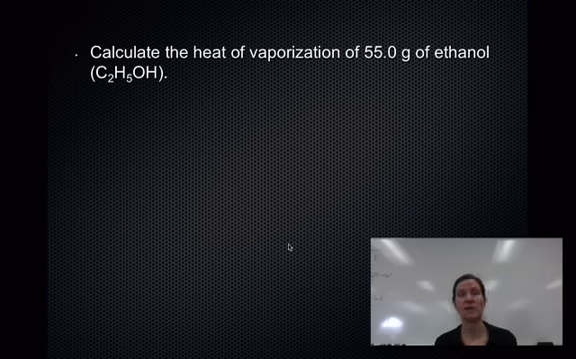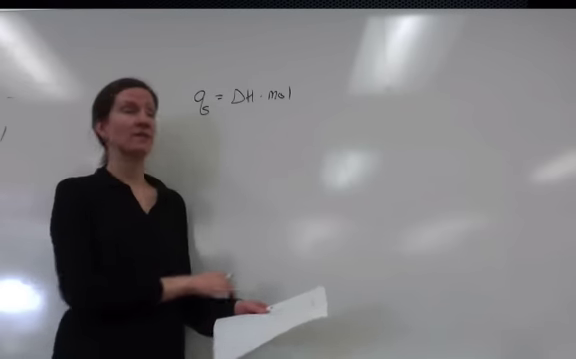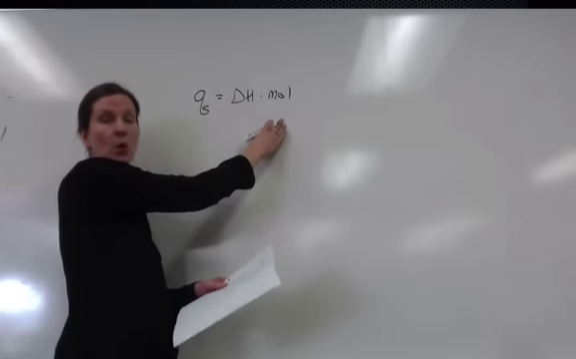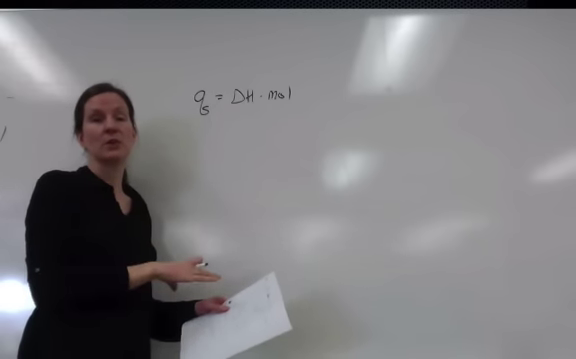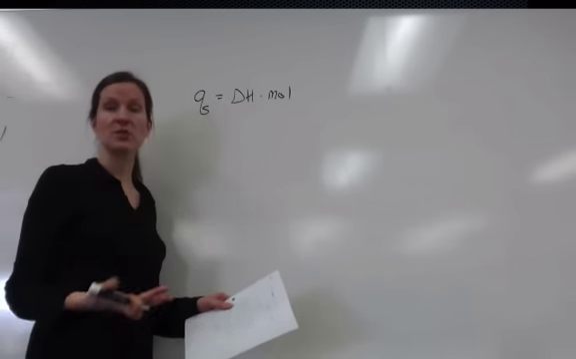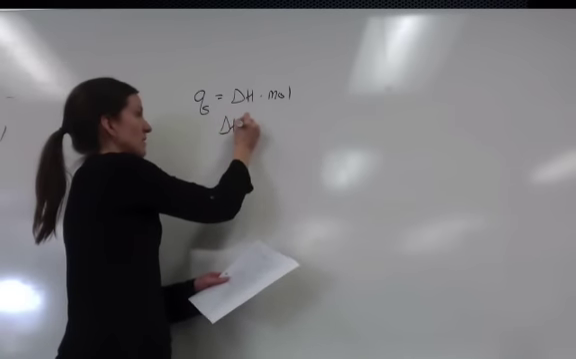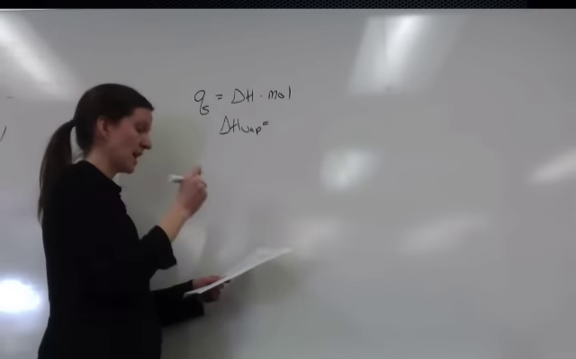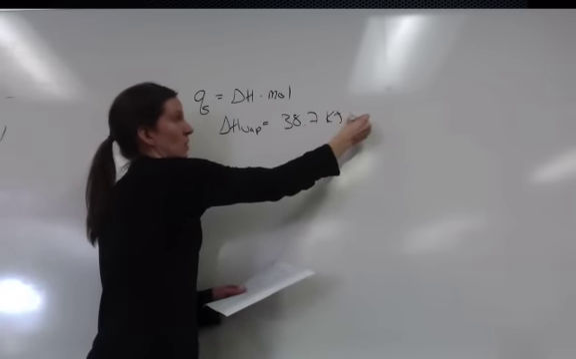So here's your first one. Calculate the heat of vaporization for 55.0 grams of ethanol. And I give you the chemical formula of ethanol. On the test, that's something that you should know. Since this does not have a temperature change, I know I have to use the Q equals delta H times mole. The heat of vaporization for ethanol can be found on your thermochemical reference table. Vaporization is actually one of the ones listed, so you just have to pull the number right off of that. So the delta H for vaporization for ethanol as listed is 38.7 kilojoules per mole.